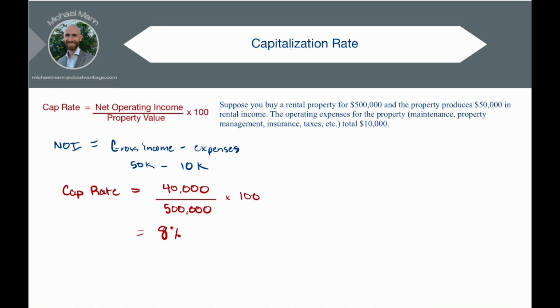I hope you learned a little bit about the cap rate today. And if you're looking at doing any sort of investing in rental properties or Airbnbs or anything like that, make sure that you're utilizing this metric to the best of your abilities.